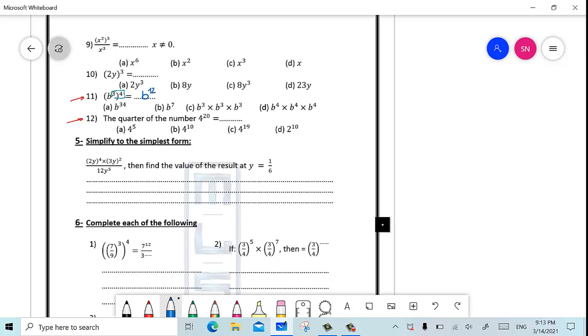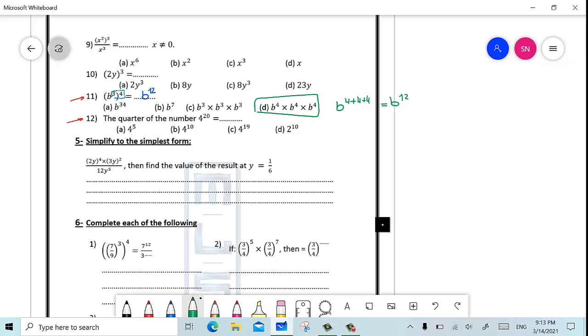Now I want b to the power of 12, and none of the choices is b to the power of 12. But by having a closer look, I will find here b to the power of 4 times b to the power of 4 times b to the power of 4. And this means that I have b to the power of 4 plus 4 plus 4, which is equal to b to the power of 12. So this is the correct answer.